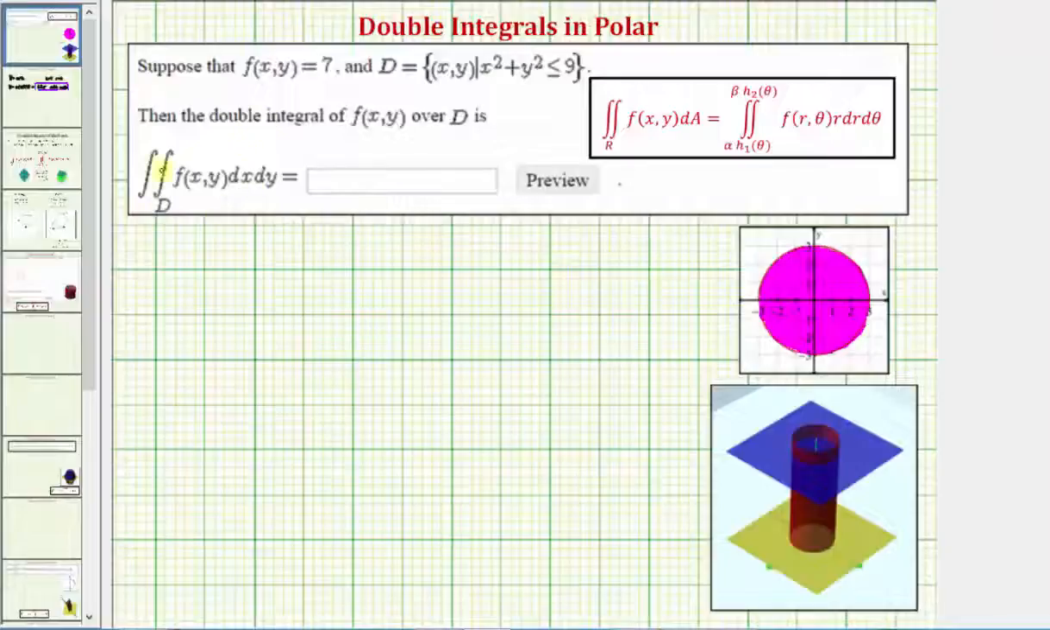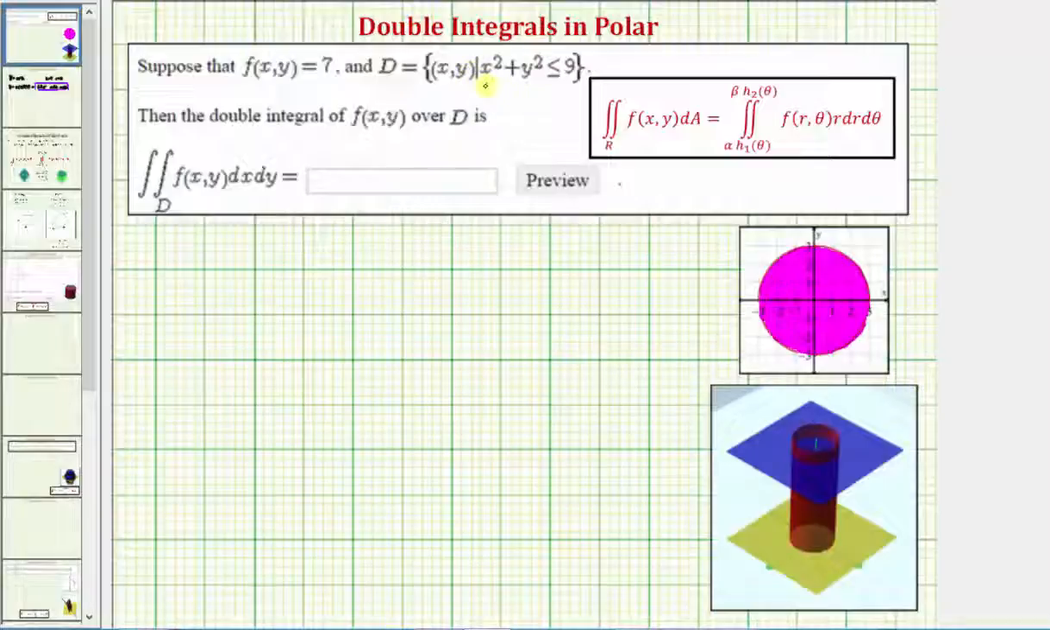We're asked to evaluate the given double integral over the region D, where D equals the quantity x squared plus y squared less than or equal to 9, and our function f of x comma y is equal to 7. Let's first focus on the region of integration.